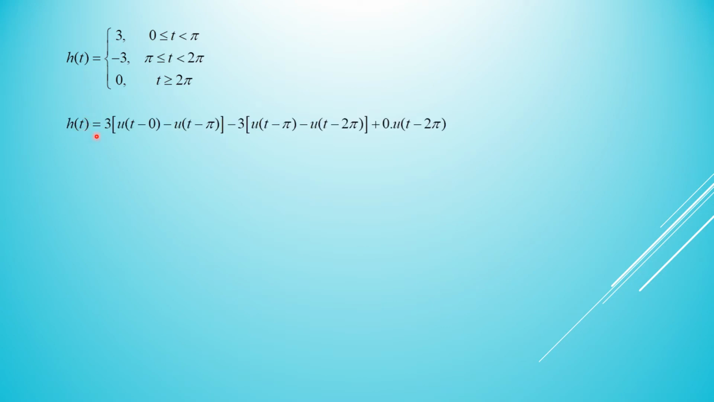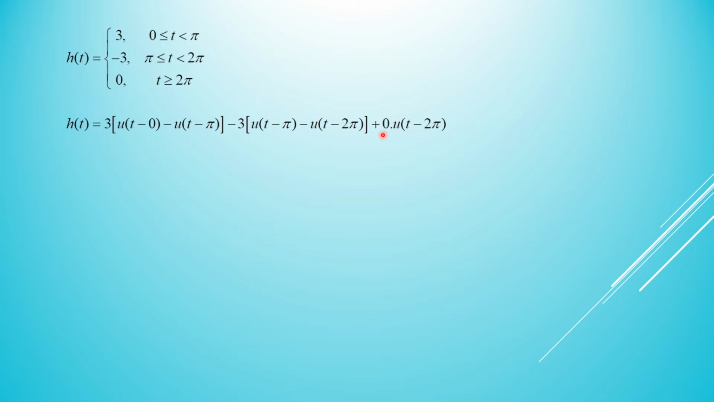H of t is equal to, now the first function given within the first subinterval is the number 3, so you write 3. And for the first subinterval, the two endpoints are 0 and pi, so we write down u(t minus 0) minus u(t minus pi). The next function is negative 3, so we write negative 3 multiplied by, okay, for the second subinterval, the endpoints are pi and 2 pi, so we write negative 3 multiplied by u(t minus pi) minus u(t minus 2 pi). And for the last function, in this last subinterval, it is just equal to 0. So we write down 0 multiplied by u(t minus 2 pi).